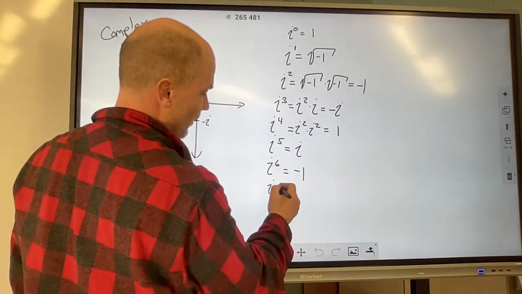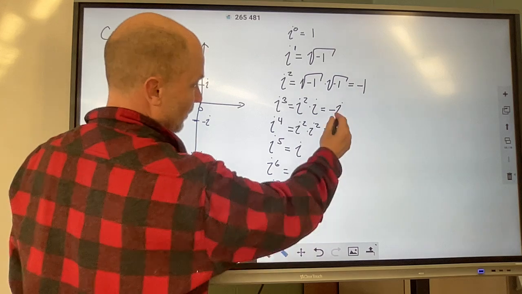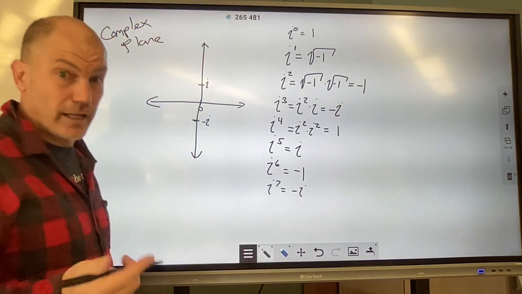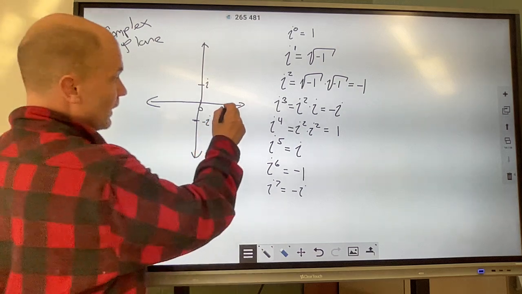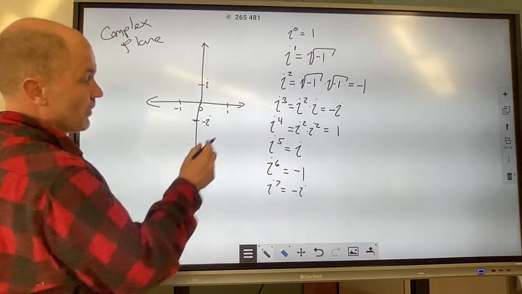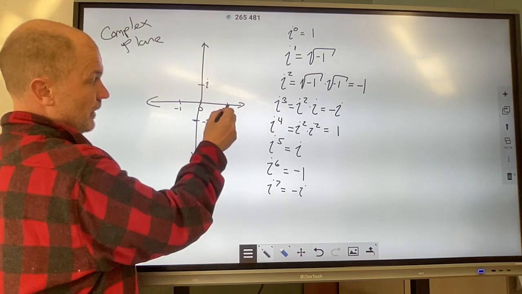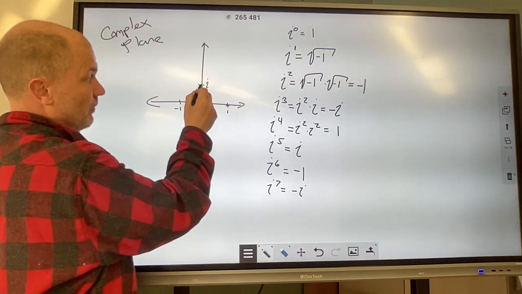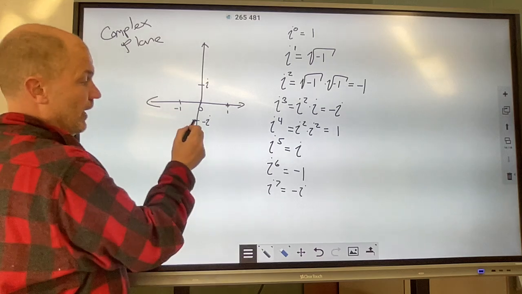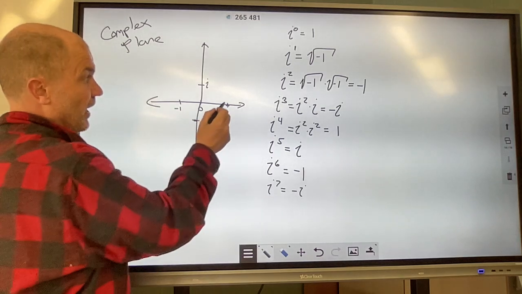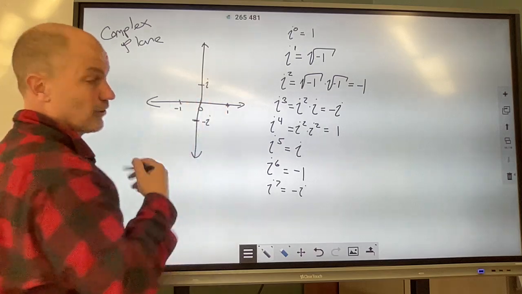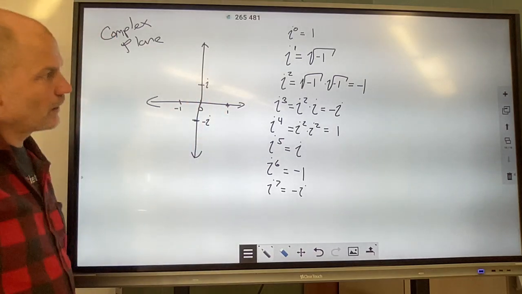And it keeps following this pattern. i to the 7th goes from -1 to -i. The other way to look at this is this is our point 1, and this is -1. Those are our numbers. i to the 0 is 1. i to the 1 is i. i squared is -1. i cubed is -i. i to the 4th is 1. i to the 5th, i to the 6th, 7th, 8th, 9th. So we can move around this.